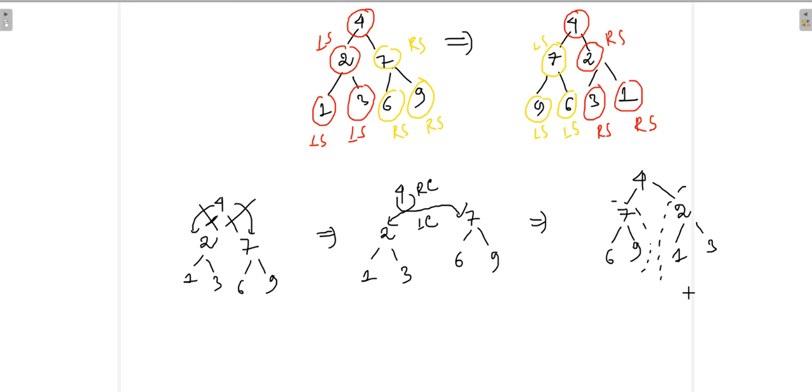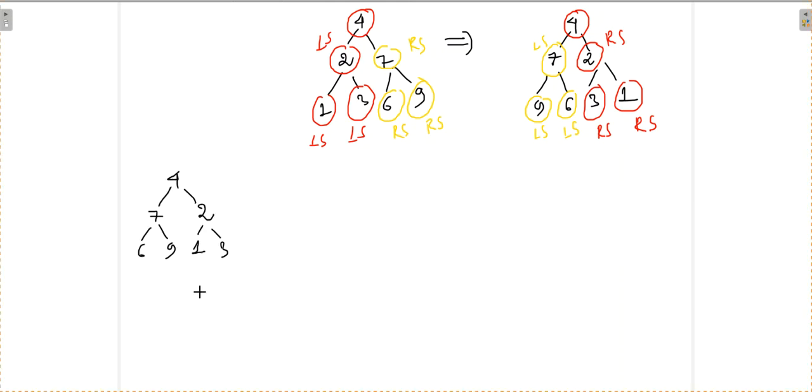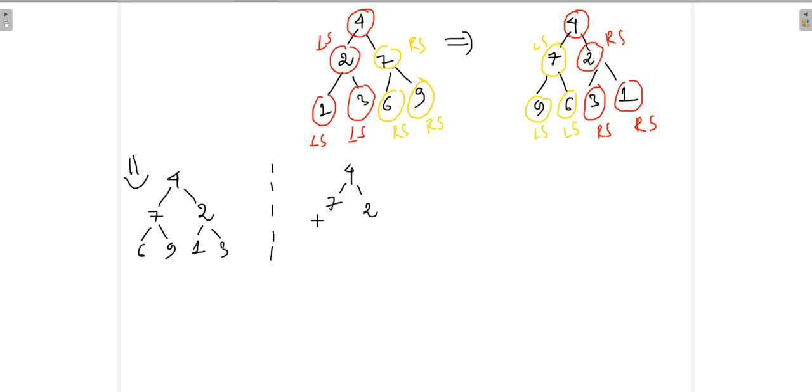What is left for us? Let us see that. Till now, we have done just the exchange of pointers. I have drawn it here. What is our actual inverted tree? How does it look? 4 is the root, then 7, 2, 9, 6, 3, 1.